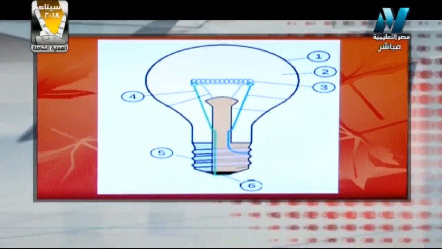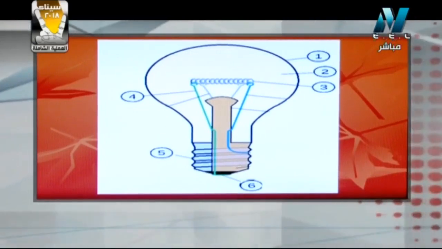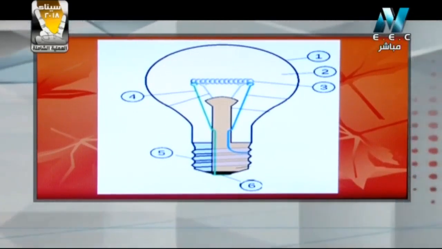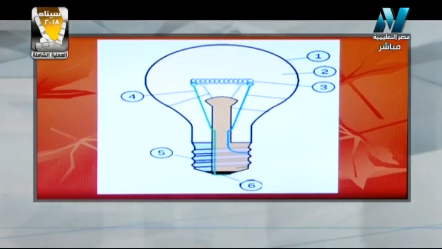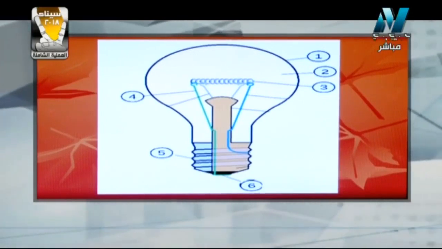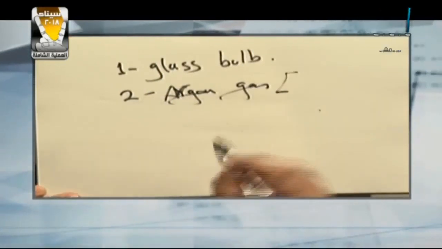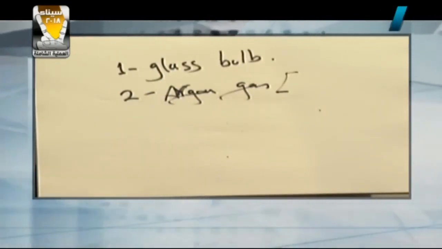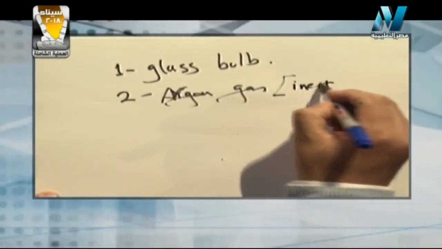So now what about number 1? Let us write the answer. Number 1 will be what? Will be the glass bulb. نكتب مع بعض الانسر. Number 1 will be the glass bulb. Okay. Number 2 will be what? Will be the argon gas. The argon gas or the inert gas. I can write argon gas ممكن between brackets بين قوسين أكتب inert gas يعني غاز خامل.